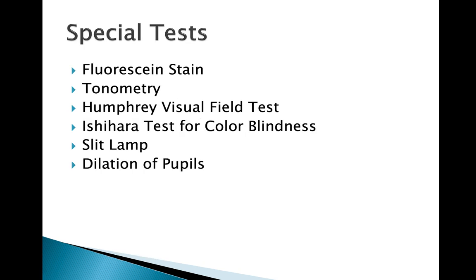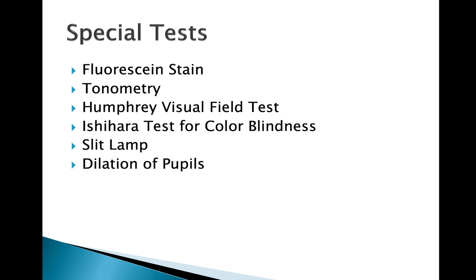So now let's talk a little bit about special tests. In the slide earlier, I talked about some tests that you do as part of the normal eye exam. Now, these are special tests that you may or may not have depending on what setting you work in. So, for instance, if you work in a family practice, you may not have access to fluorescein stain. You would definitely have access to fluorescein stain in an urgent care or an ER setting.